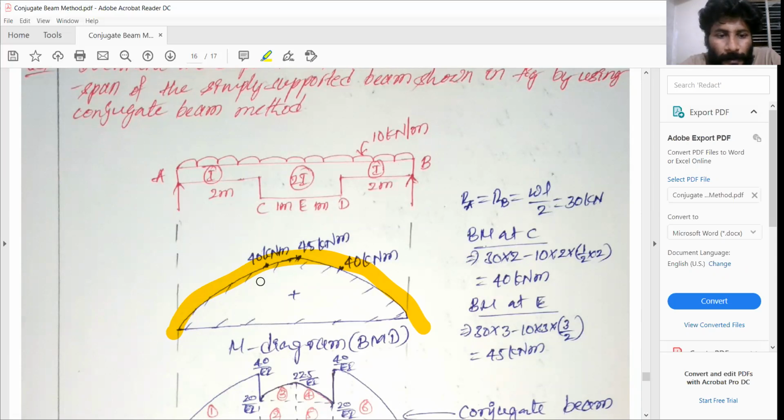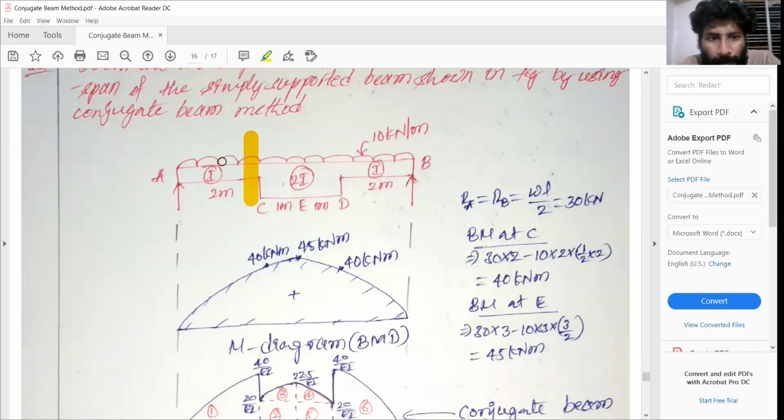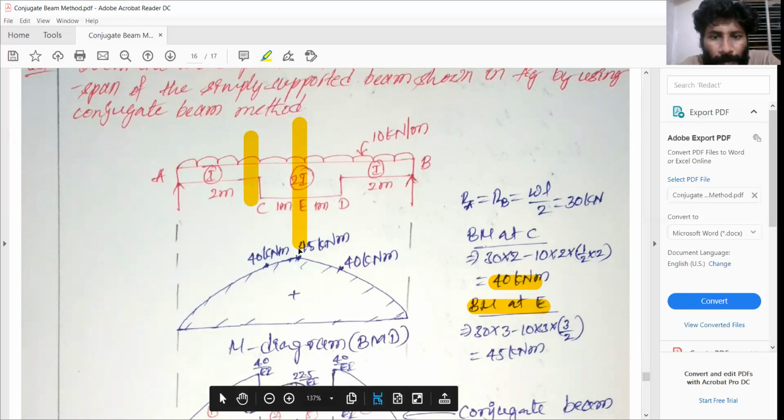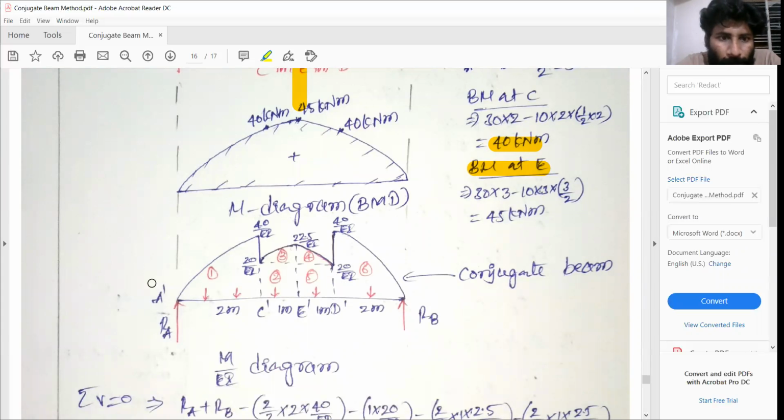So 30. If I want to find the bending moment at C, exactly here, the bending moment is 30 into 2, the reaction, minus the load, that is 10 into 2 length into 1 by 2 times of 2. So that will be 40 kNm here. Again, I have shown here how to calculate the bending moment, or else you can use the formula WL squared by 8 directly. This is called the M diagram, a positive bending moment diagram.